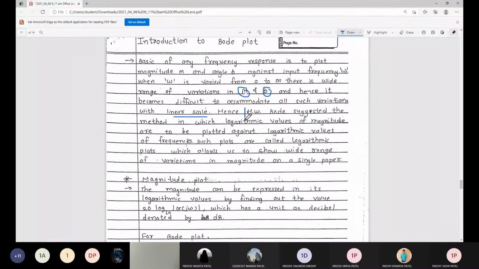The scientist H.W. Bode suggested that the magnitude should be plotted against logarithmic values of frequency. So we will use one component in terms of logarithmic values. Omega will be taken in log values, and your magnitude and phase angle will be on a linear scale.